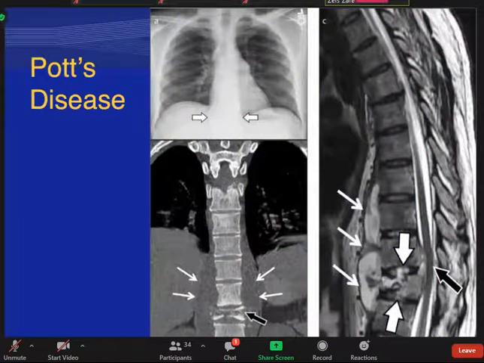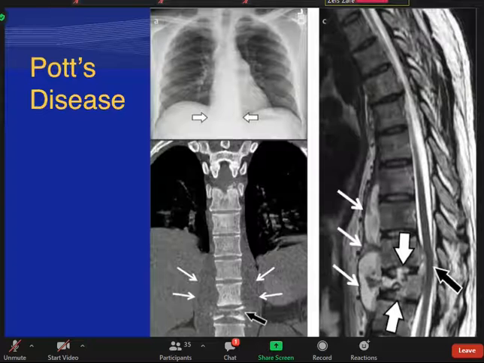This is a 34-year-old male with Pott's disease. The PA chest radiograph shows widening of both paraspinal lines, the arrows, in the lower third of the mediastinum. Coronal CT image B shows collapse of the vertebral body, black arrow, and craniocaudal extent of the paravertebral abscess, white arrows, which caused the widening of the paraspinal lines on chest x-ray.